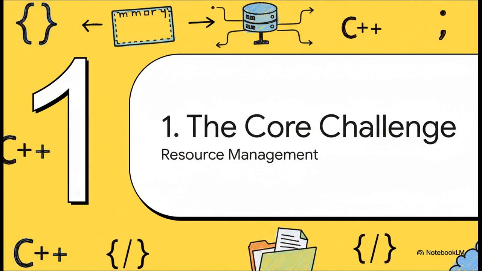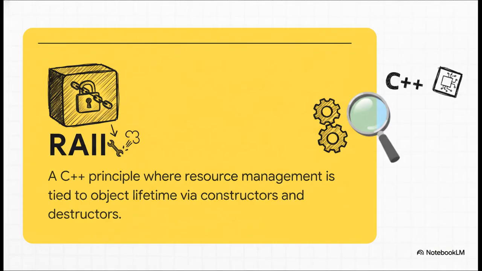Well, it all boils down to being in control of things like memory, or open files, or network sockets. And right at the core of C++'s philosophy for handling this is a really, really powerful principle. It's a mouthful, but it's called RAII. Resource acquisition is initialization. The idea behind it is actually simple and kind of brilliant. You tie the lifetime of a resource, like a block of memory, directly to the lifetime of an object. You grab the resource when the object is created in its constructor, and you release it automatically when the object is destroyed in its destructor.